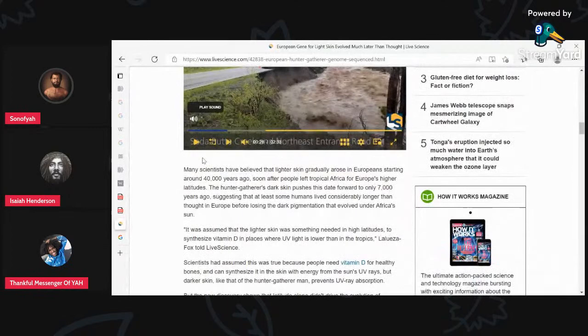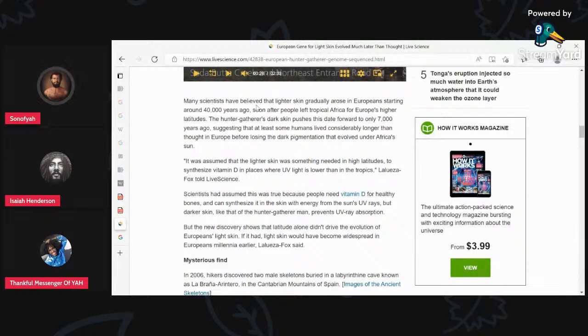So let's see what else we can get into down here. It says many scientists have believed that lighter skin gradation arose in Europeans starting around 40,000 years ago, soon after people left tropical Africa for Europe's higher latitudes. The hunter-gatherer's dark skin pushed this date forward to only 7,000 years ago, brother. So again, like I said earlier, this light skin pigmentation wouldn't have come around until about 7,000 years ago. But those light-skinned Europeans would in turn still descend from these dark-skinned Europeans, brother. They aren't anyone different. They aren't Nephilim. They aren't descendants of fallen angels, right? They're descended from these dark-skinned Europeans.